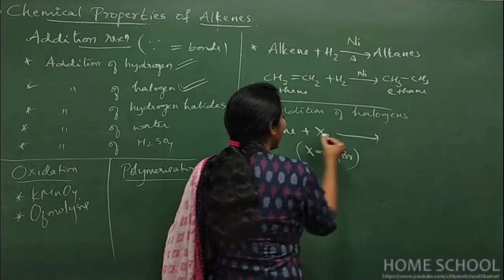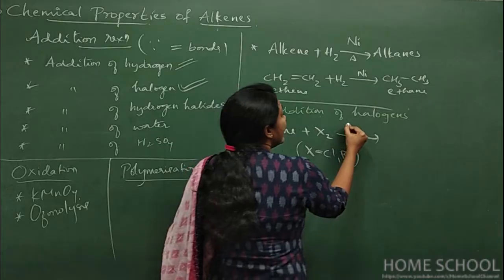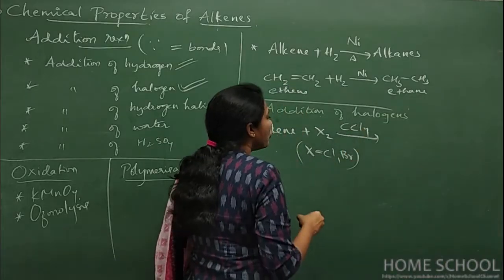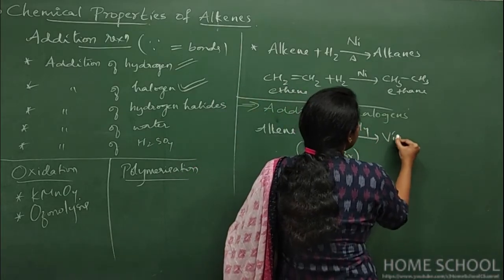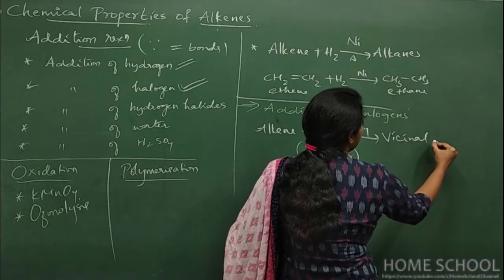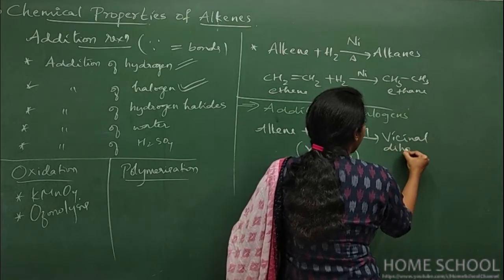So when you add halogens to alkene in presence of CCl4, you will get vicinal dihalides as the product. Vicinal dihalides.